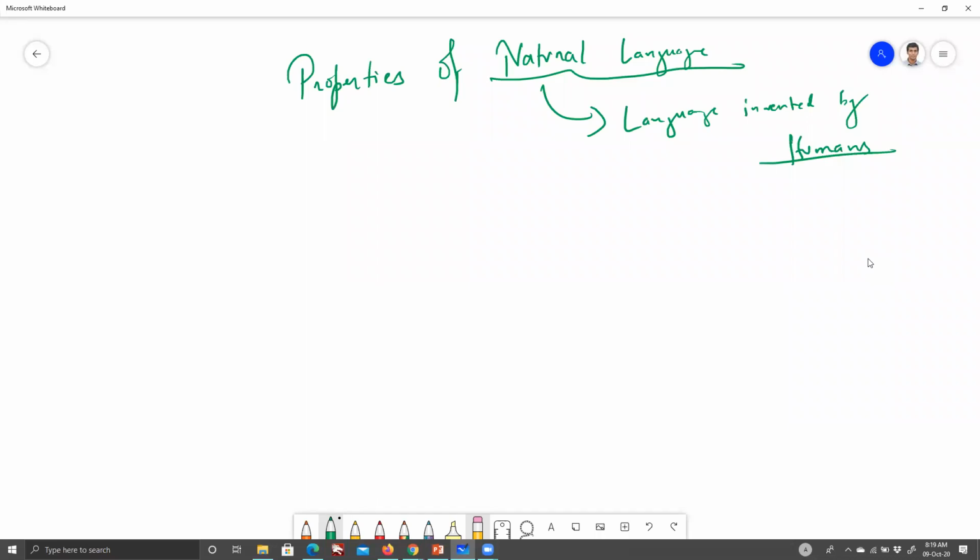Okay, very good. So can you tell me some properties, or can you think of a few properties that might come handy or might come across with natural language? Semantics and grammar. Okay.